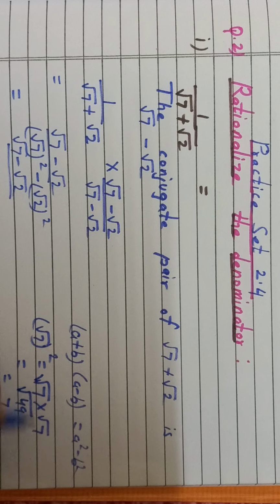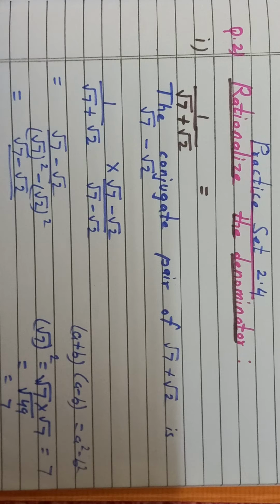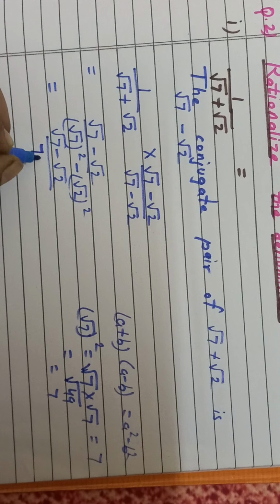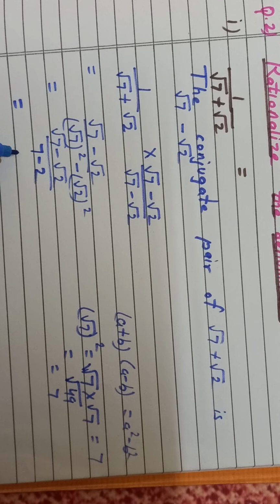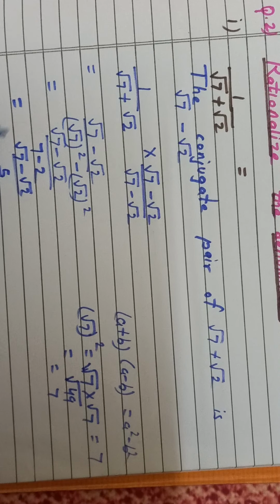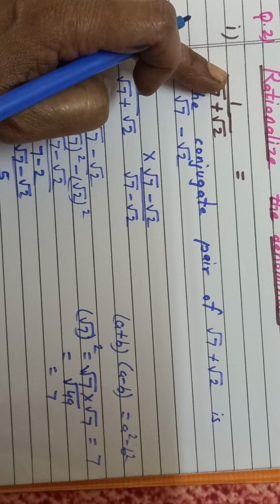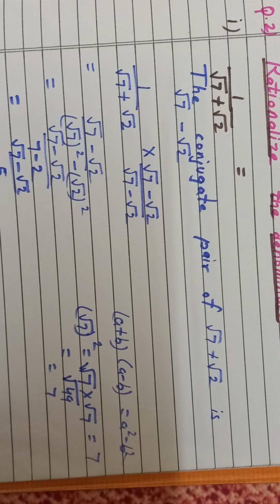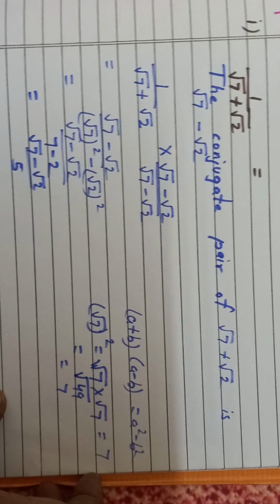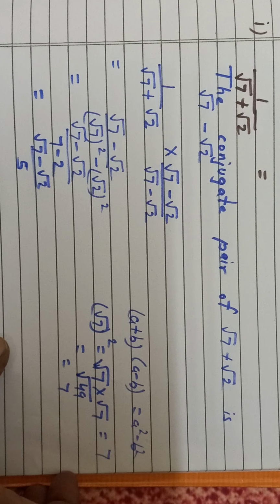There is no need to write it also. As a 9th standard child, you can just write it like this, equal to 7. Same way, root 2 square will be 2. So we can just write 7 minus 2. Now 7 minus 2 is 5. So root 7 minus root 2 upon 5. This way we have done the rationalization of this denominator. We have got 5, and 5 is a rational number. I hope you have understood this one.